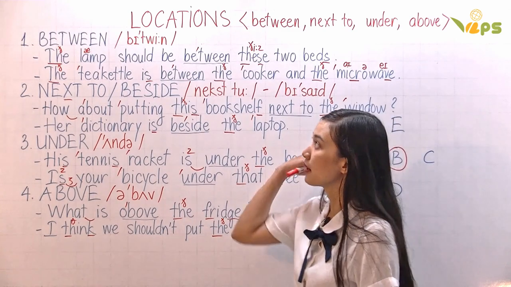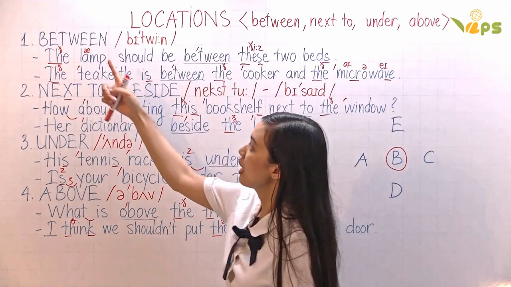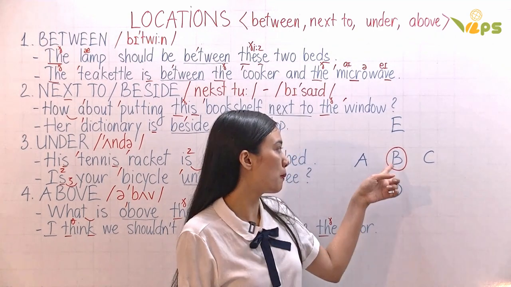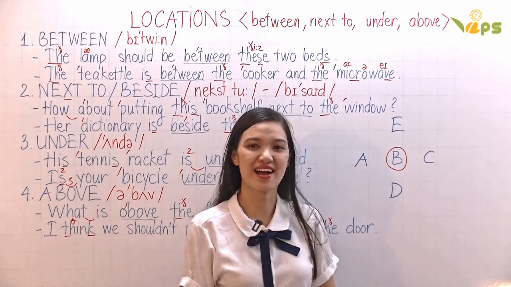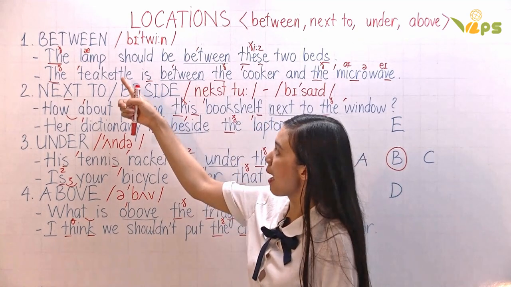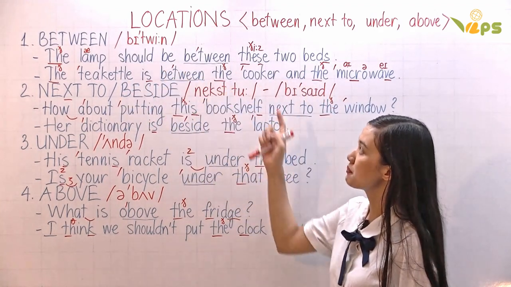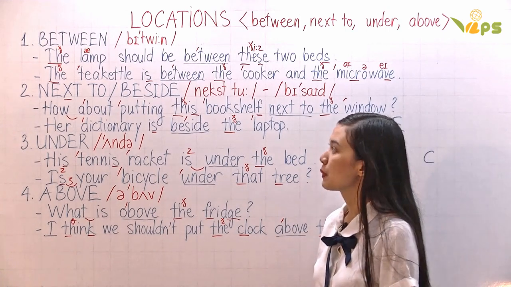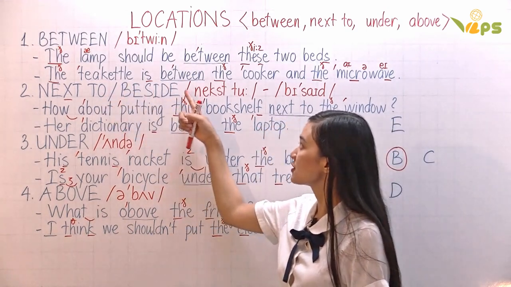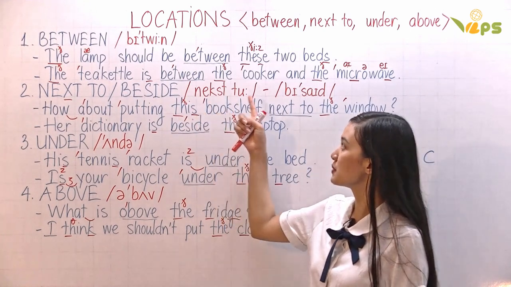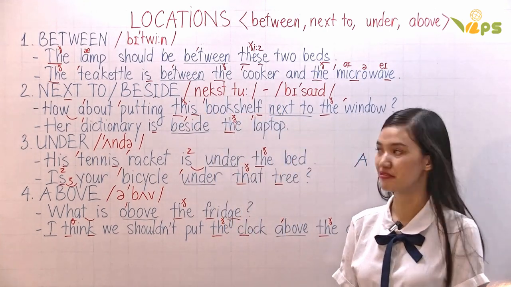Now, one more time. Between two things, two people: B is between A and C, okay? The lamp should be between these two beds. The tea kettle is between the cooker and the microwave.